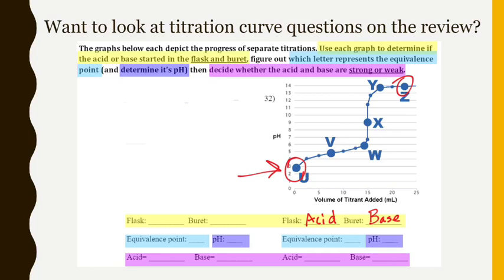Now, the equivalence point is always going to be the point that's in the middle of that vertical section of that S-shaped curve. So this is going to be X.